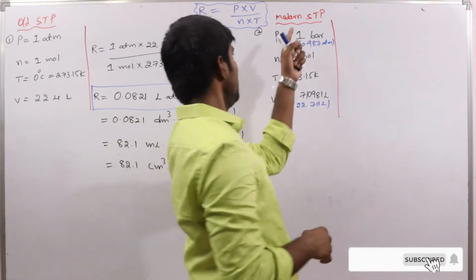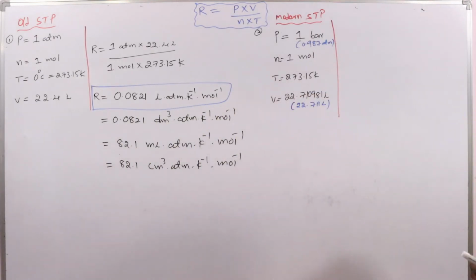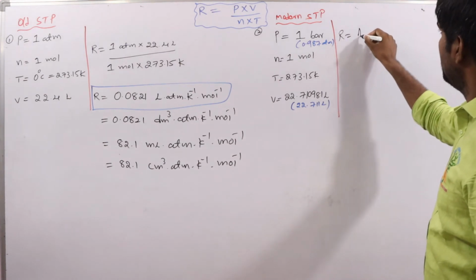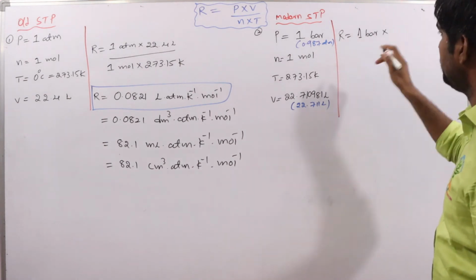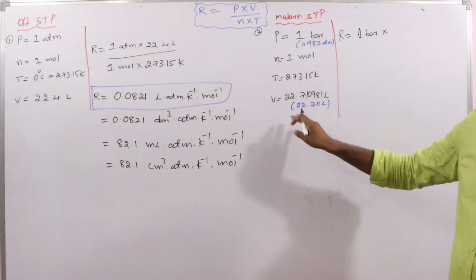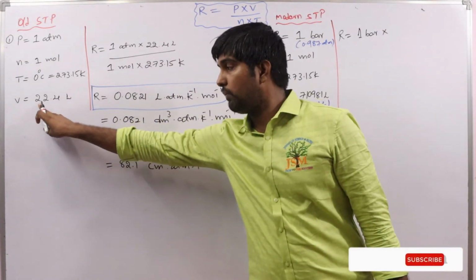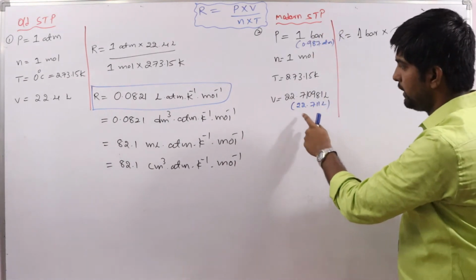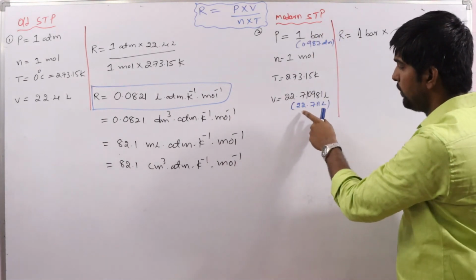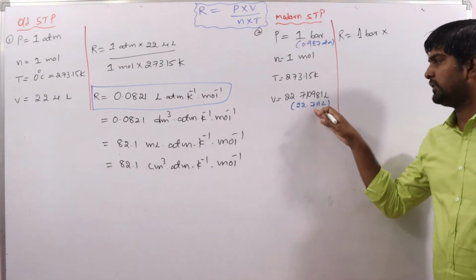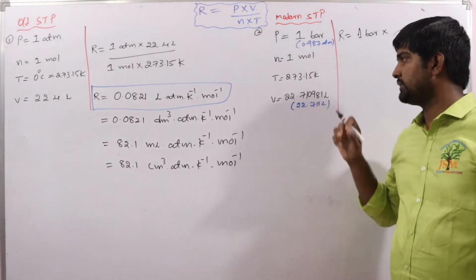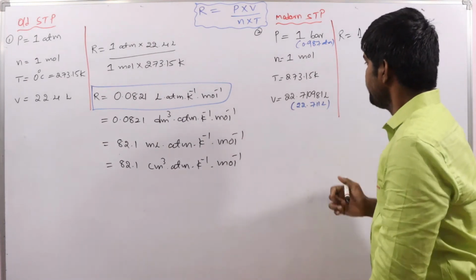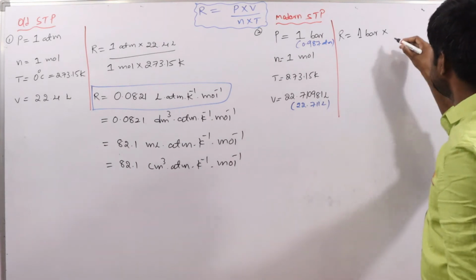Next, in the modern STP conditions, R is equal to 1 bar into volume. In the old STP condition, molar volume is 22.4 liter, and in the new or modern STP conditions, molar volume is 22.711 liter. We can take this as the exact value. Here you should be very careful. So now substitute this one.